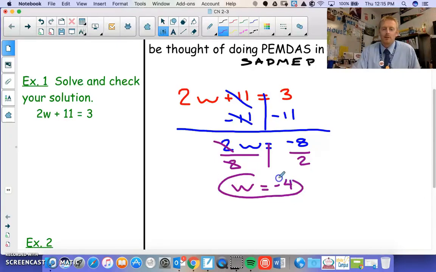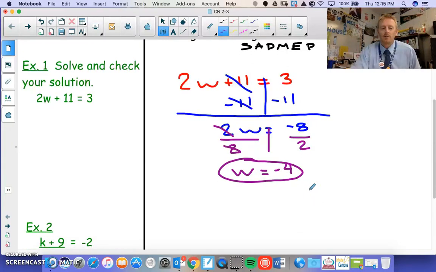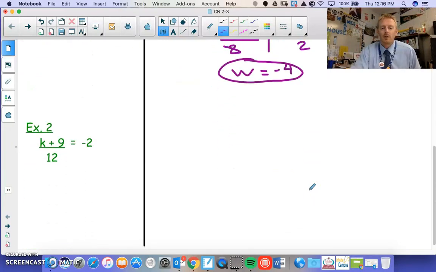And just like in lesson 2-2, we could plug this back in to check to make sure it's correct. 2 times that negative 4 is a negative 8. Negative 8 plus 11 does make 3. So I know that I've done things correctly. So double check those things. It's a really good skill to keep track of in your brains.